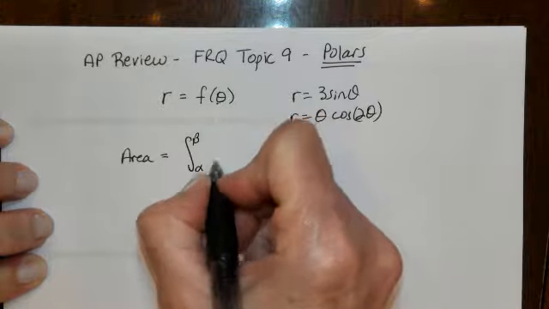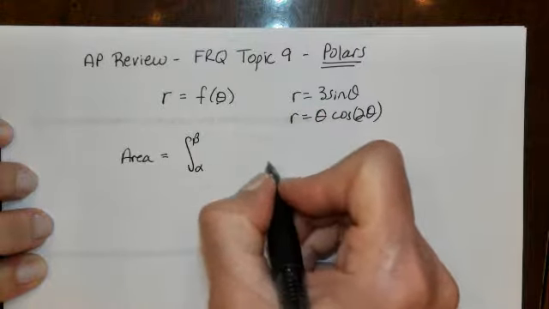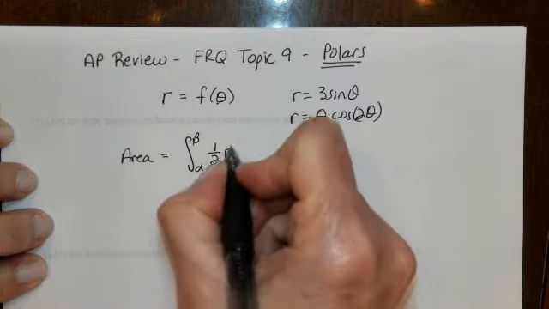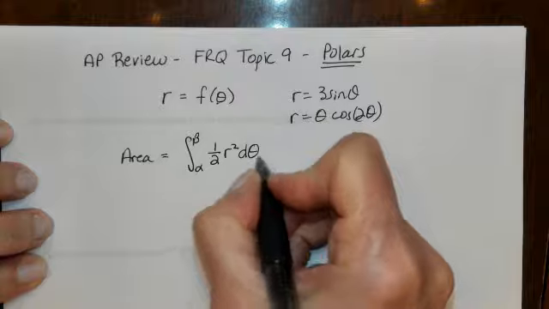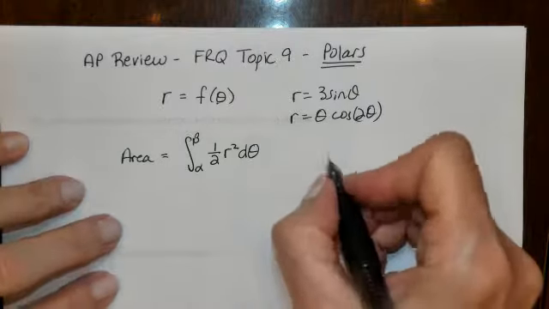And inside the integrand part, it comes from the area of a sector if theta is in radians, and the area of a sector is 1/2 r squared theta, but our theta will be d theta because we just have a little slice of theta here. So keep in mind what that means.